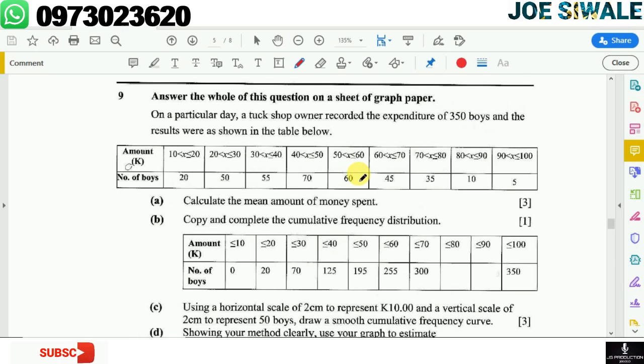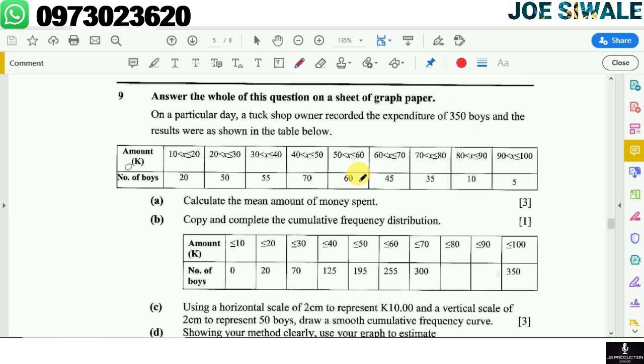So today under statistics, we're going to proceed. We're going to look at the cumulative frequency table and the cumulative frequency curve. And we're going to use question 9. This question, I've just gotten it from the past paper of 2015. So question 9 reads, on a particular day, a tuck shop owner recorded the expenditure of 350 boys, and the results were as shown in the table below. So as you can see, that's the table.